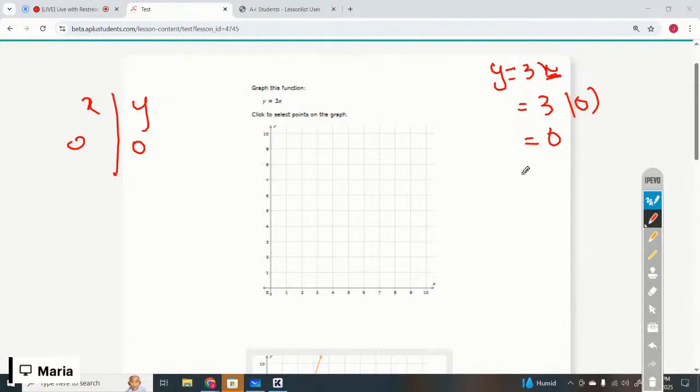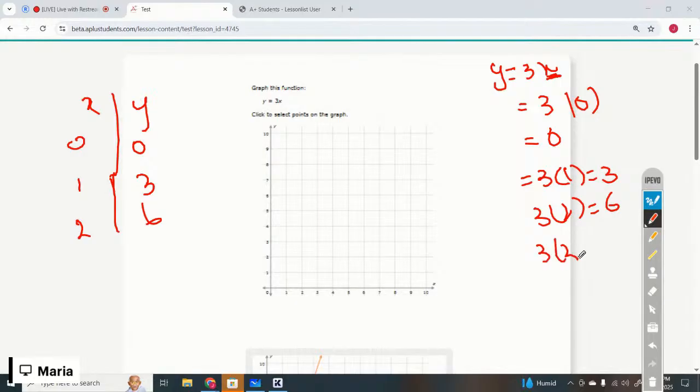Now x is 1, 3 times 1. When x is 1, y is 3. When x is 2, 3 times 2 is 6. And when x is 3, that is 9. So we now have pairs of values. Let's plot them on the graph.